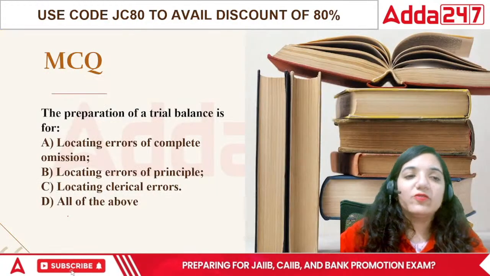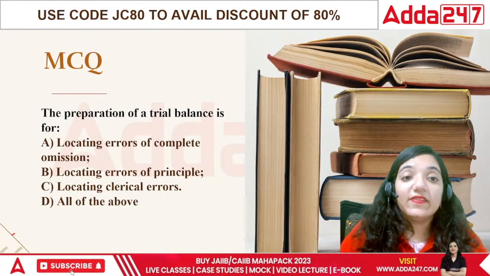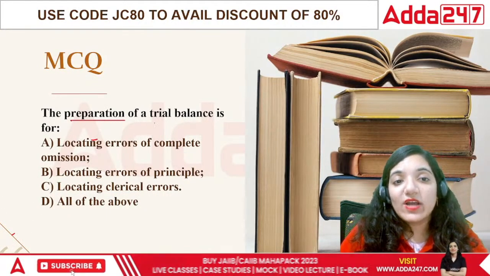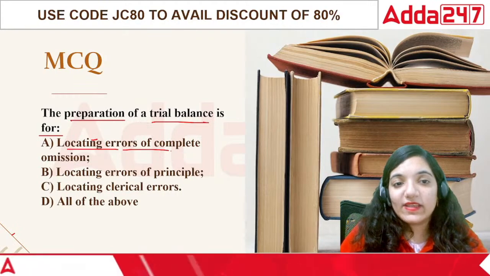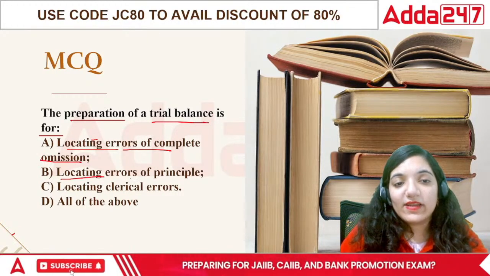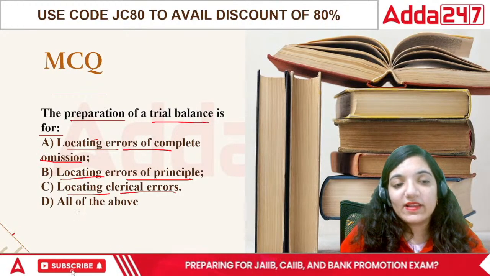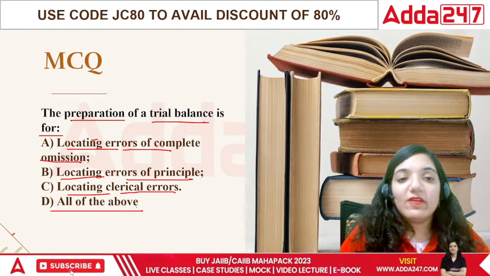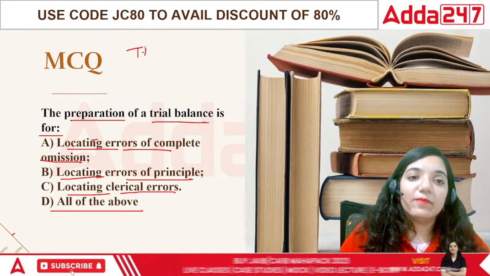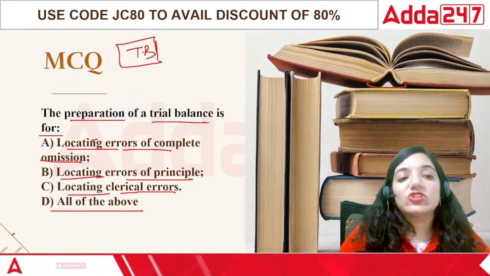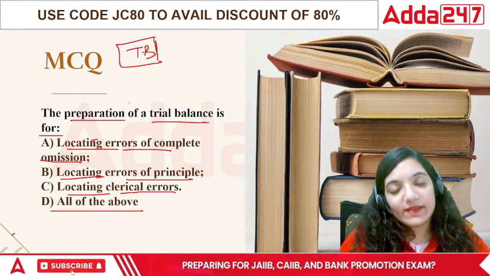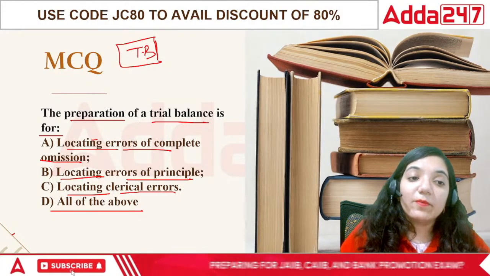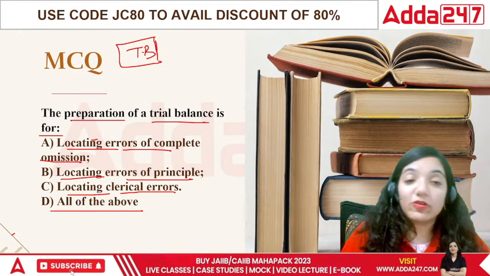So let's move on towards the next question. It says the preparation of the trial balance is for locating errors of complete omission, locating errors of principle, locating clerical errors, or all of the above. When we are looking at the trial balance, it helps in what? Locating the errors of complete omission. We forget about it altogether.